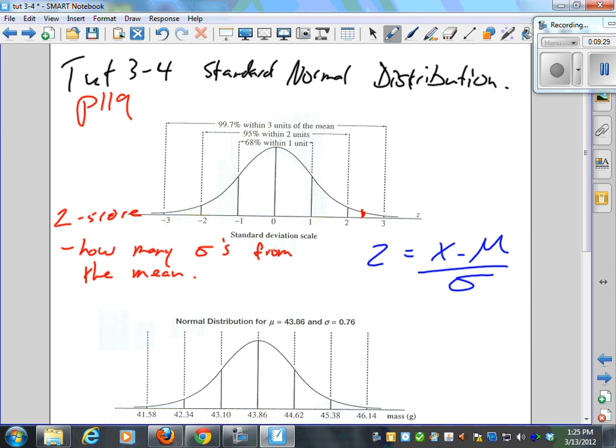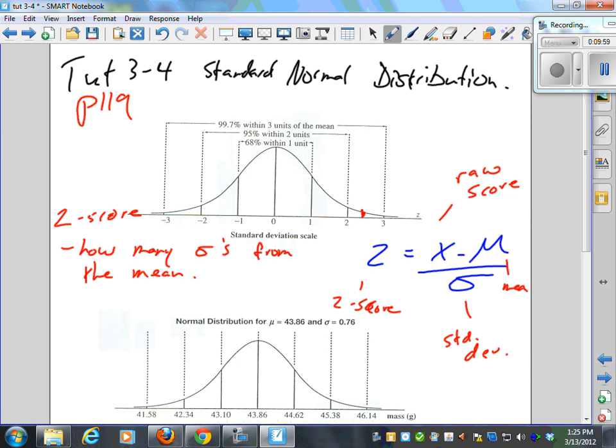The Z refers to the Z-score. The X refers to what I call the raw score. So Z is Z-score. X is referred to as the raw score. The mu is the mean, and the sigma is the standard deviation.